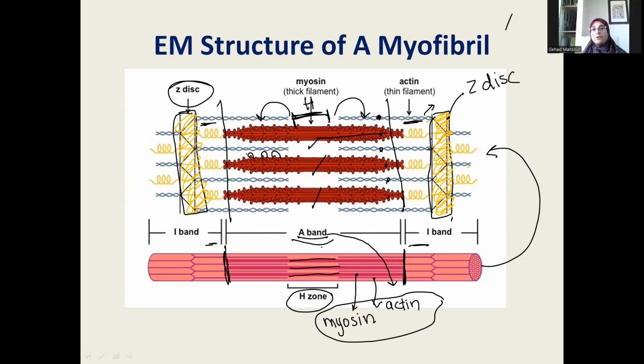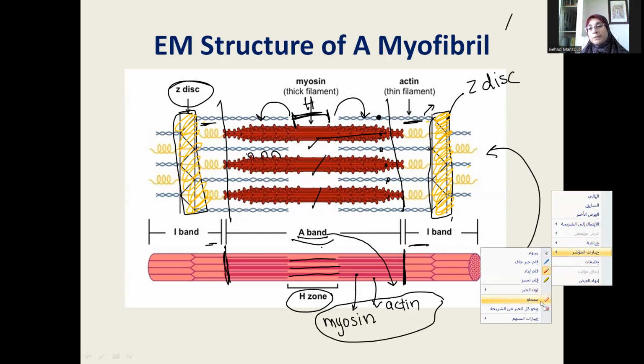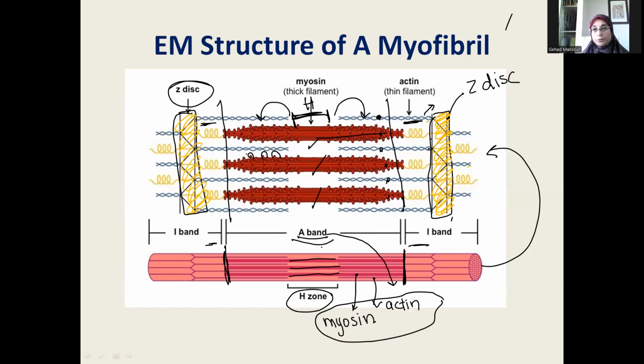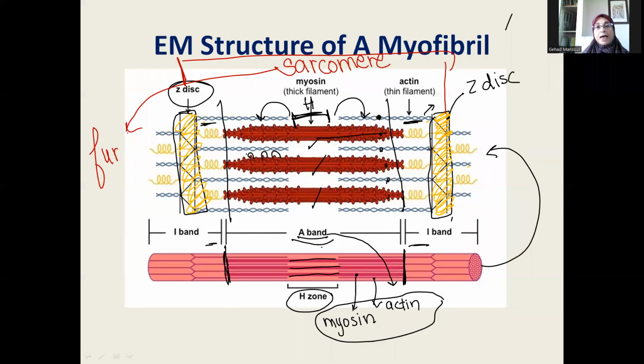The Z discs are very important because they are the demarcation of what we call the sarcomere. Starting here and ending there, this area that is enclosed between two Z discs or Z lines is called the sarcomere. And the sarcomere is very important because it is the functional unit of a skeletal muscle, because every sarcomere alone can contract.